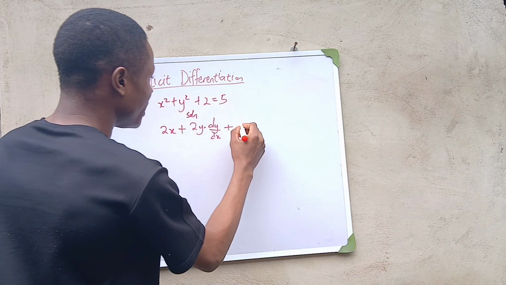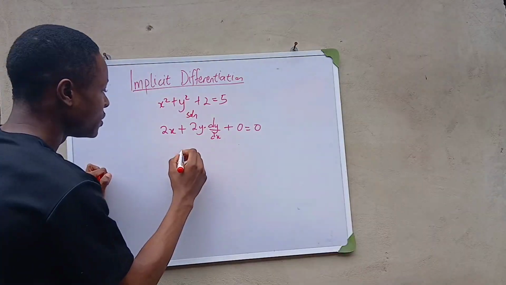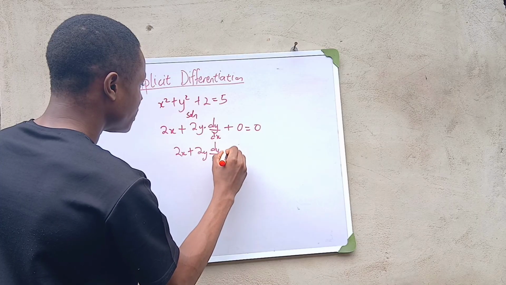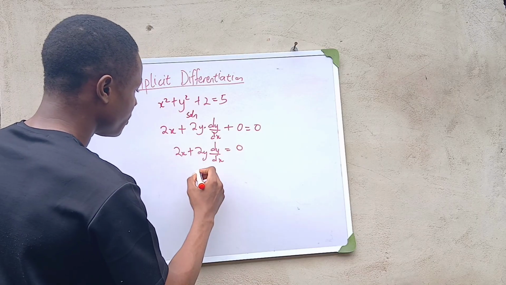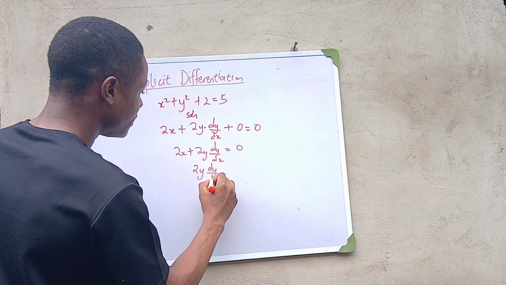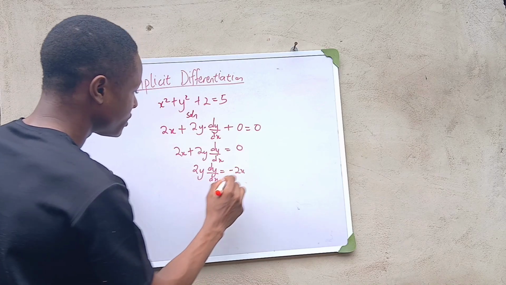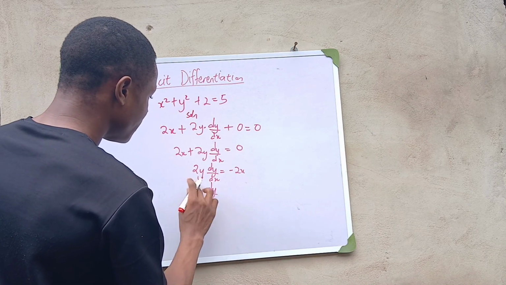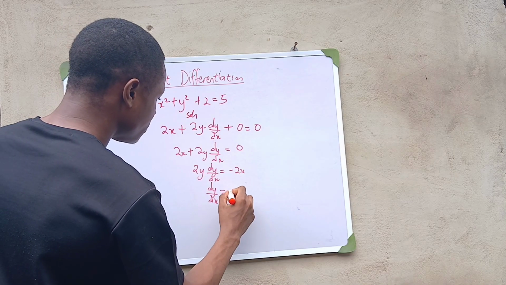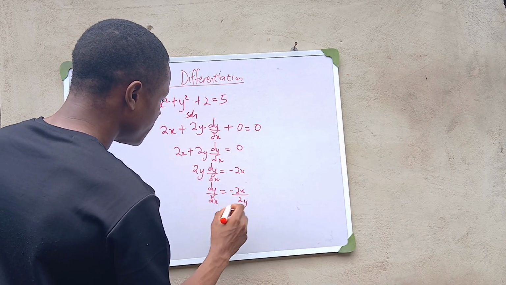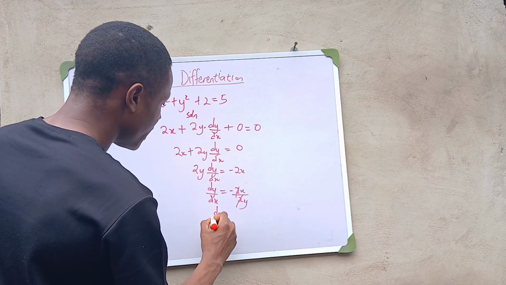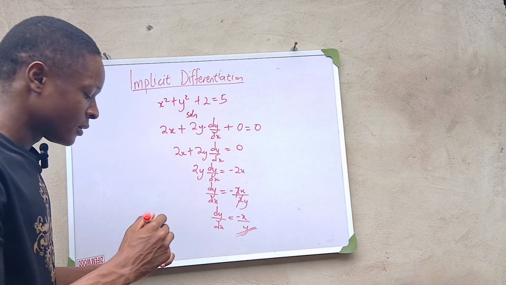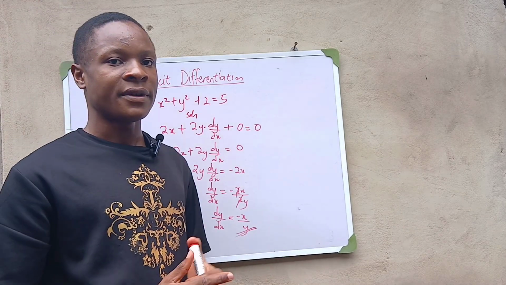These are constants, so we have 0 equal to 0. So we are left with 2x plus 2y dy/dx equals 0. Taking this one here, we have 2y dy/dx equal to minus 2x. So what do we have now? We have dy/dx, dividing both sides by 2y, equal to minus 2x all over 2y. So this cancels this. We have dy/dx is equal to minus x all over y. So this is the final answer.